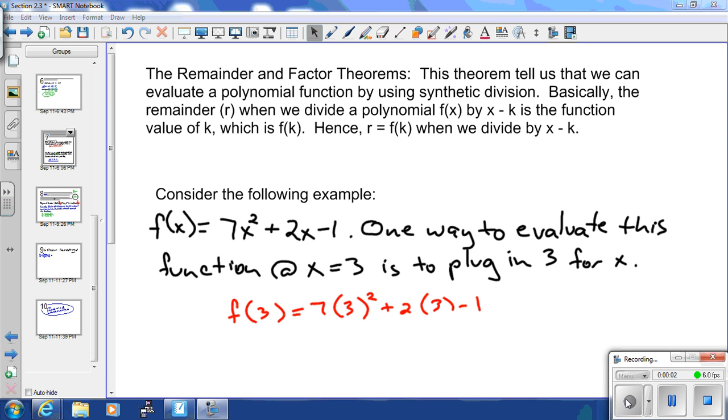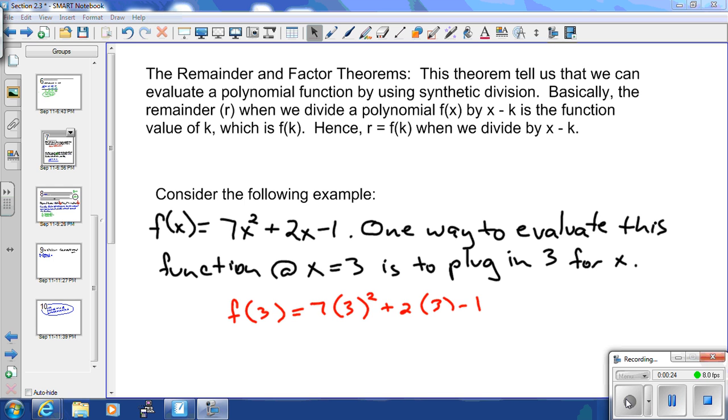Section 2.3 continues. We're going to continue here with the remainder and factor theorems. This is a follow-up of the synthetic and long division problems that we just did. Think of the remainder and factor theorems as basically saying the same thing. It gives us a way that we can evaluate a polynomial function using synthetic division.